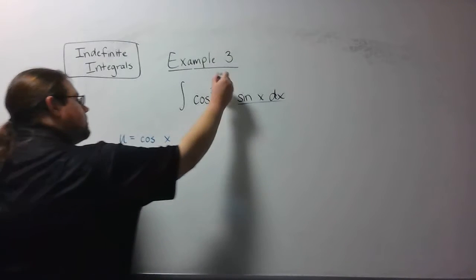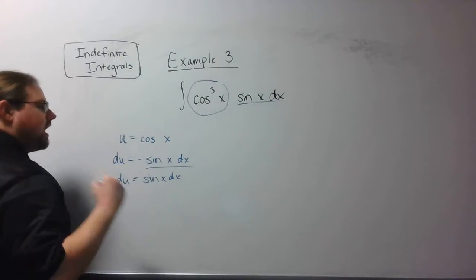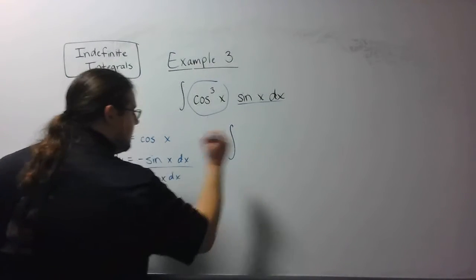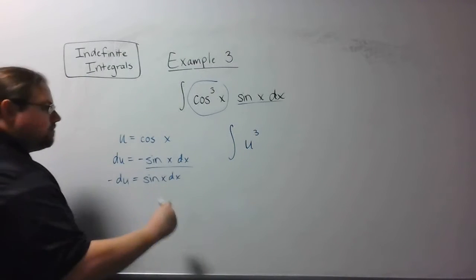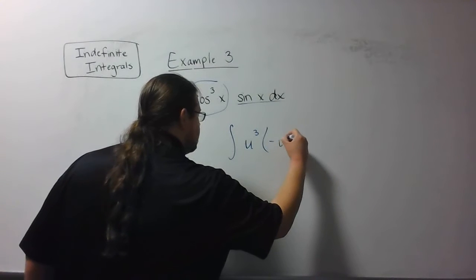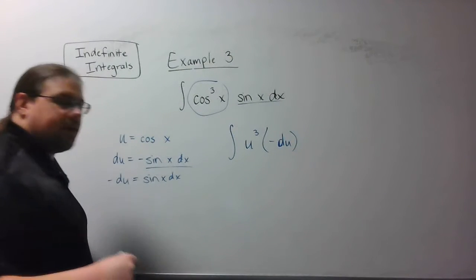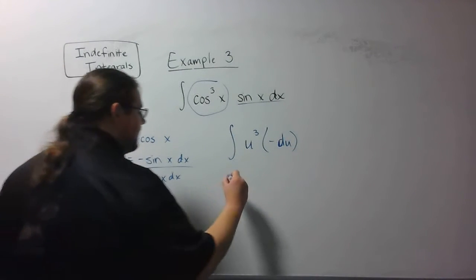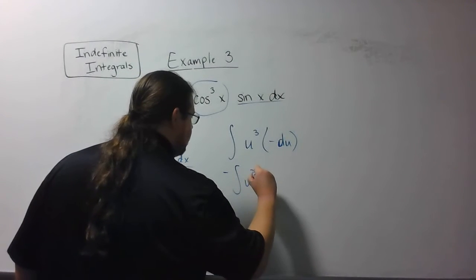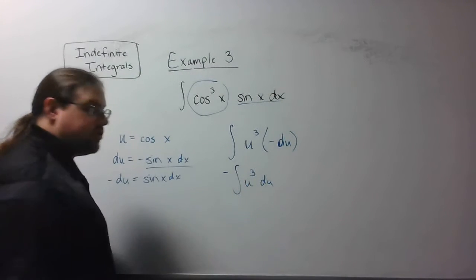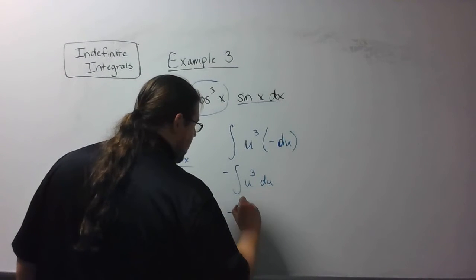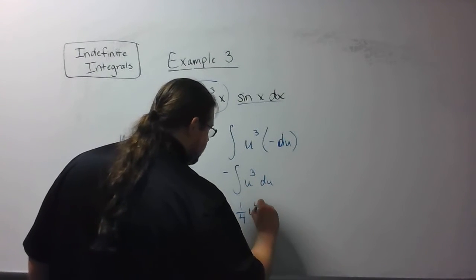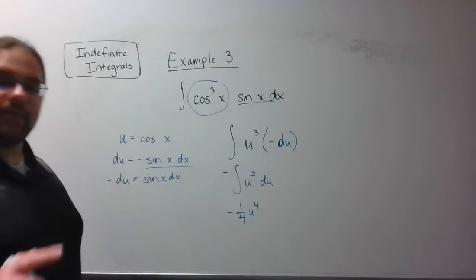I'm going to switch out u for that cosine, and so I'm going to have the indefinite integral of u cubed, and then I've got to multiply by negative du. So I'm going to go ahead and pull the negative out front just to make my life easy. So I'm going to have negative of u cubed du. I'm going to go ahead and do the antiderivative. I'm going to integrate that, and I'm going to have the negative of 1/4 u to the fourth.